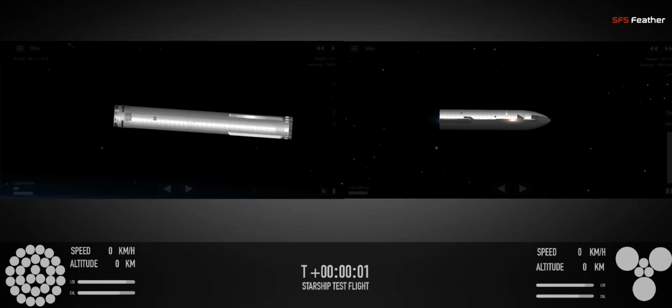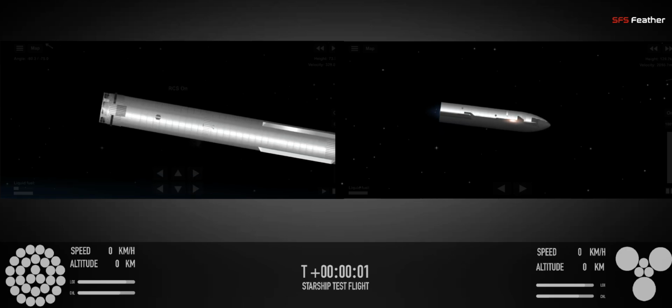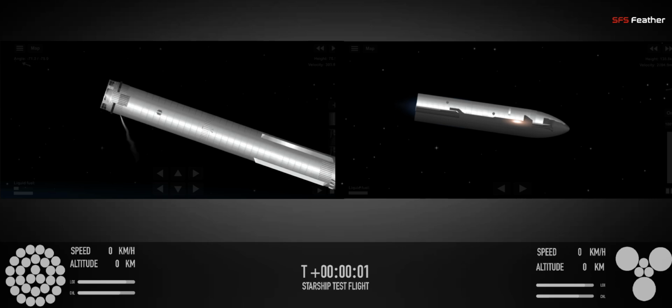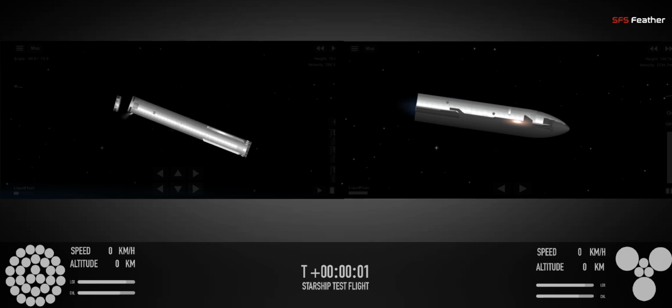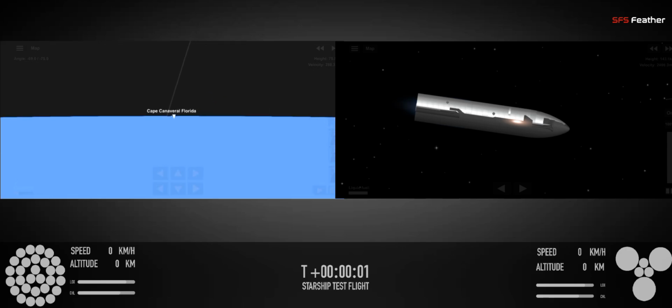Beautiful view here from the ship. And so exciting to hear that we got a go for booster catch. That means it's going to be a really exciting morning. Again, the booster is making its way back towards land in order to make that catch attempt in the tower. So incredible to see these views. You can see the ship on the right-hand side of your screen. All six Raptor engines are under full power.